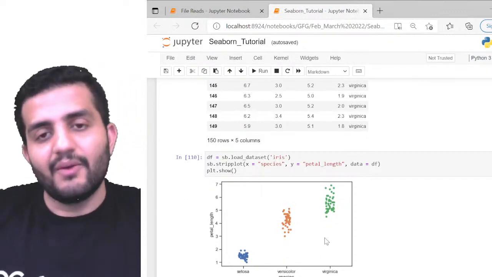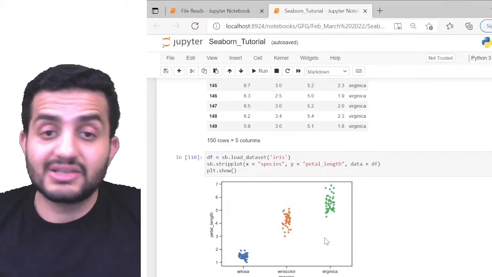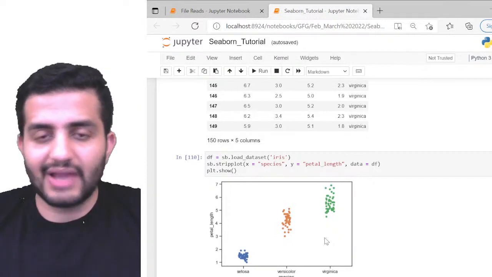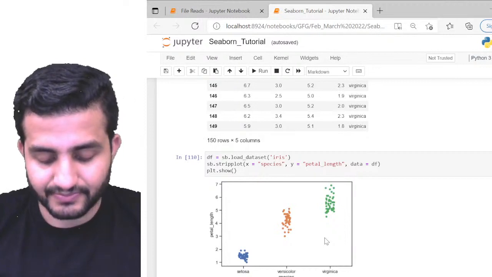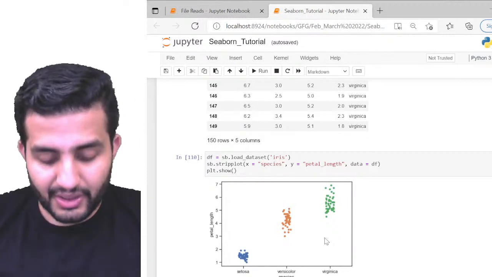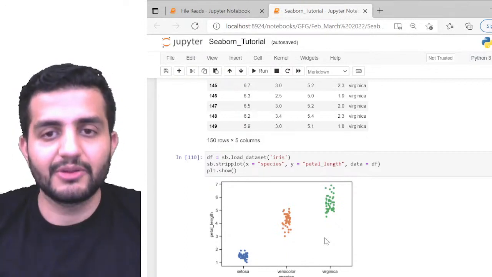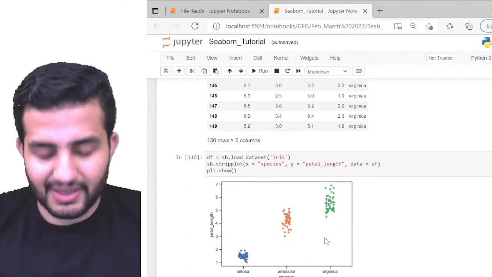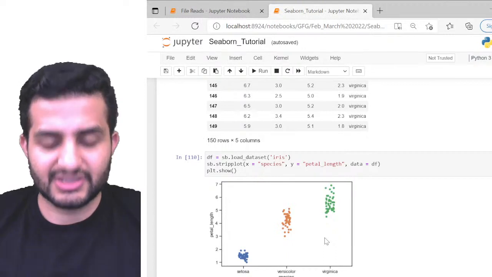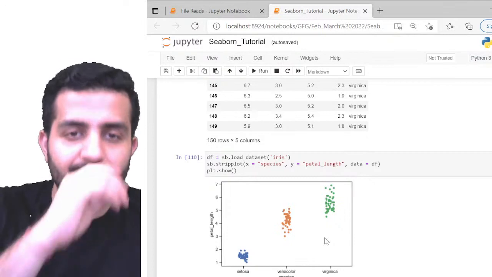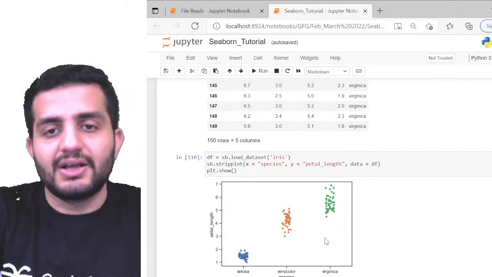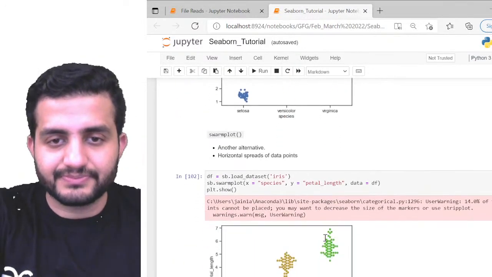So what is this interaction saying? Categorical versus numerical. One of the axes has to be a category column, and here the category is species. I'm plotting it against a numerical column, which could be any numerical column. Right now we are plotting with petal length, but we can also check it with sepal length, sepal width, whatever we have. That's not going to be a problem. So that's what my strip plot says.